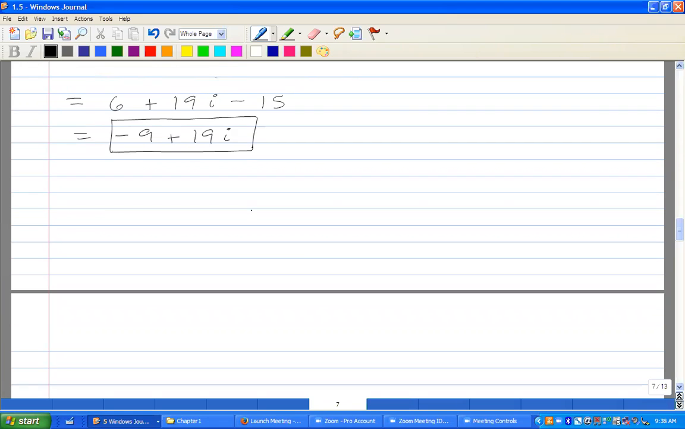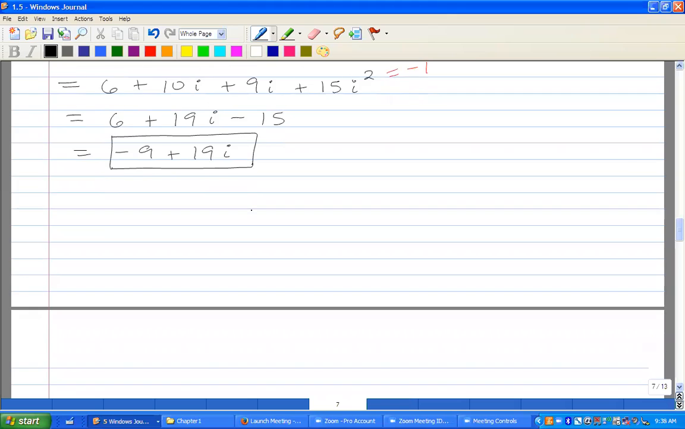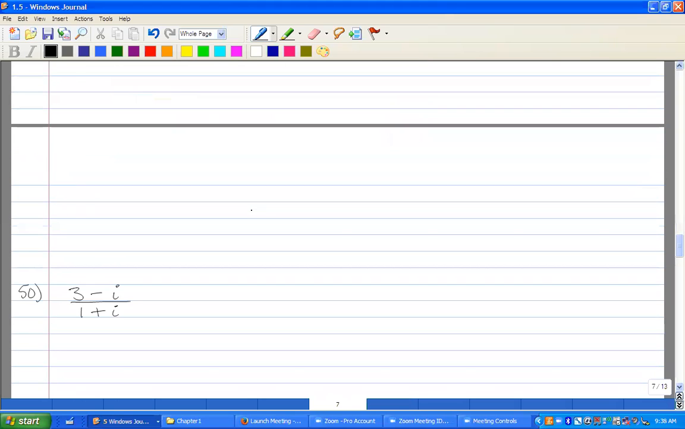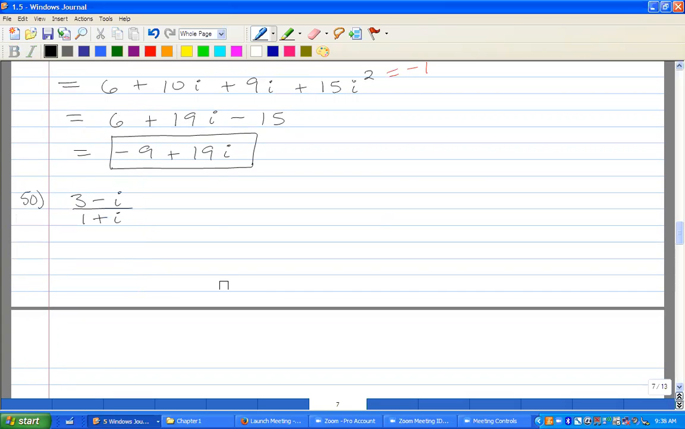Okay. So you notice that we've done nothing different. We just simplified the same way we've always simplified. Let me do problem number 50. We actually gave a fairly strange definition above for what it means to divide. But what we'll see is that it's actually a very easy concept once we use this notation.